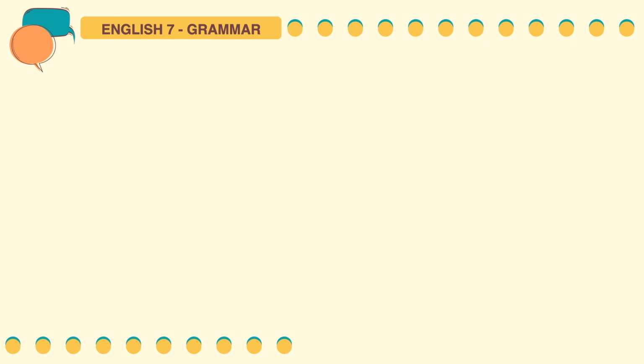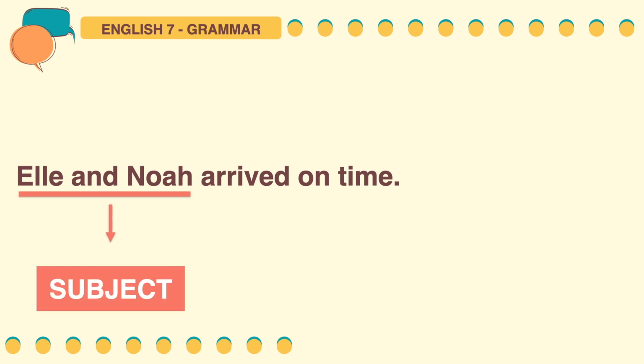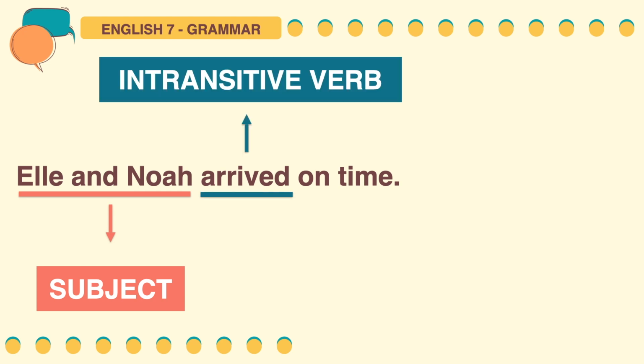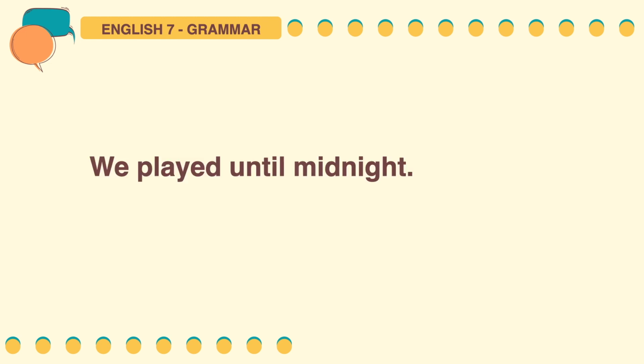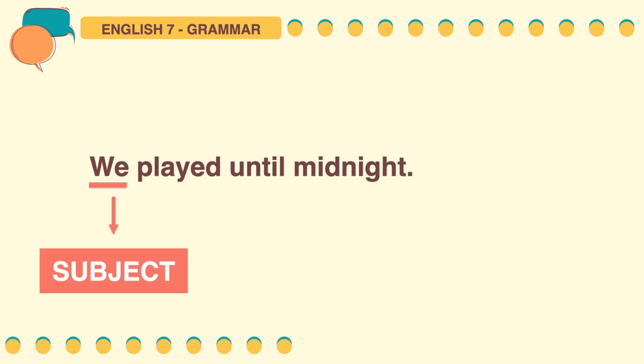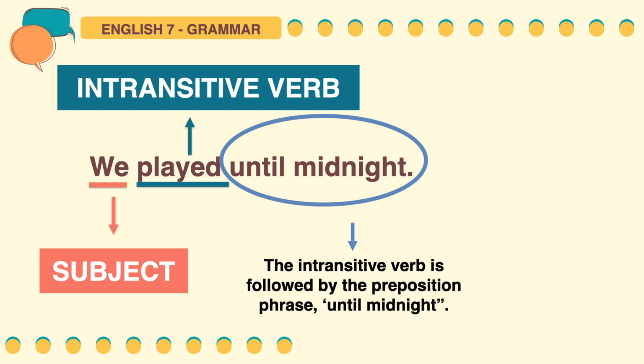Let's have another sentence. Elle and Noah arrived on time. The subject in the sentence is Elle and Noah, and the intransitive verb is arrived. The intransitive verb is followed by the preposition on time. Last sentence. We played until midnight. The subject in the sentence is the pronoun we, and the intransitive verb is played. It is followed by the preposition phrase until midnight to identify when they did the action.